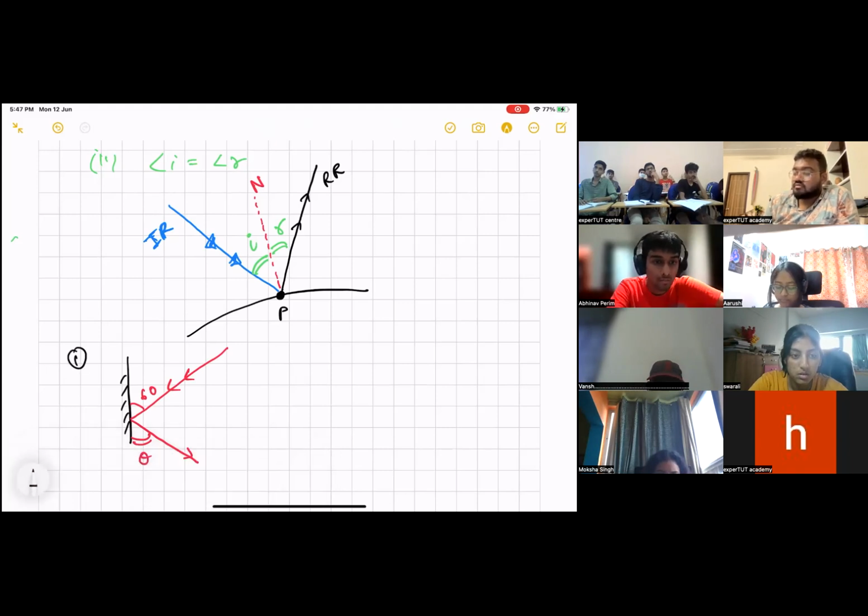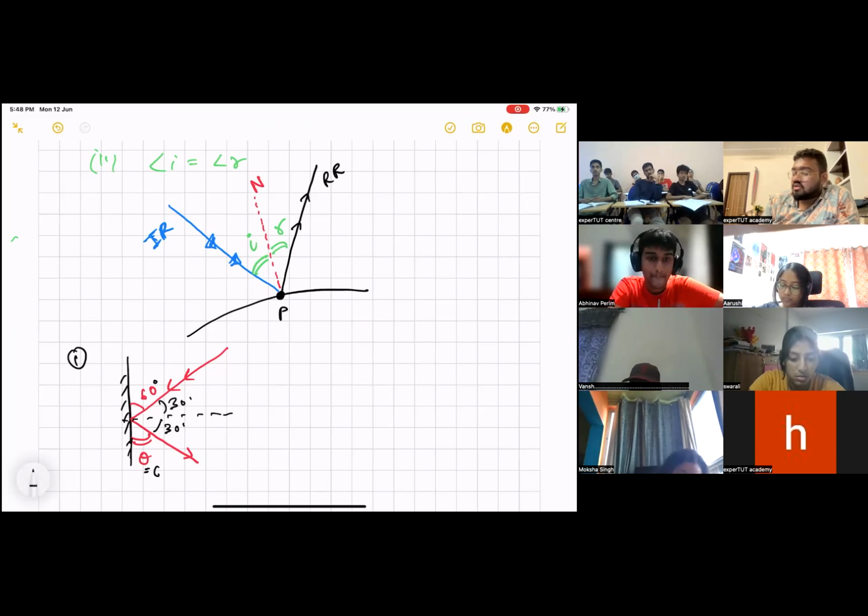Question number 1. Yeah, Amit. 60. What is angle theta 60 called? Someone is saying 30? Look, this is 60, but this is not the angle of incidence. The angle of incidence will be 30 with the normal, okay? And therefore the angle of reflection is also 30, and therefore this angle is 60, okay?